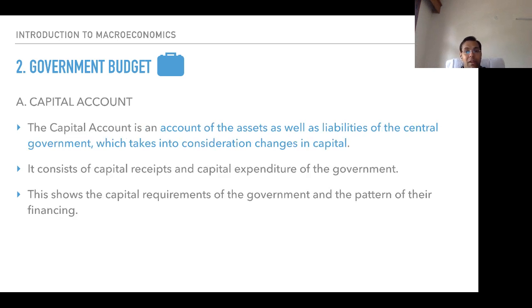Now we come to the capital account. What is a capital account? It is a long-term account. When we talk about long-term account or capital account, what is it that we are specifically talking about? Any kind of receipt or any kind of expenditure, what you are doing is long-term in nature. When we say it's long-term in nature, what do we mean by that?